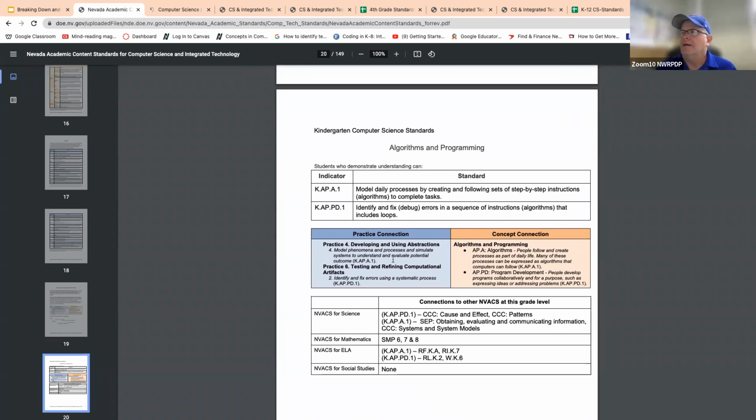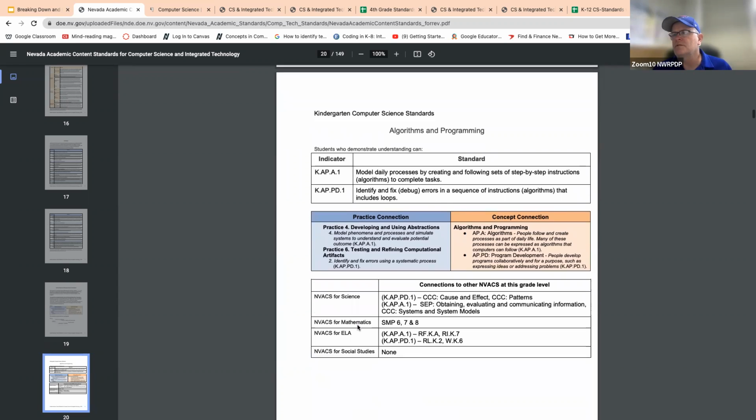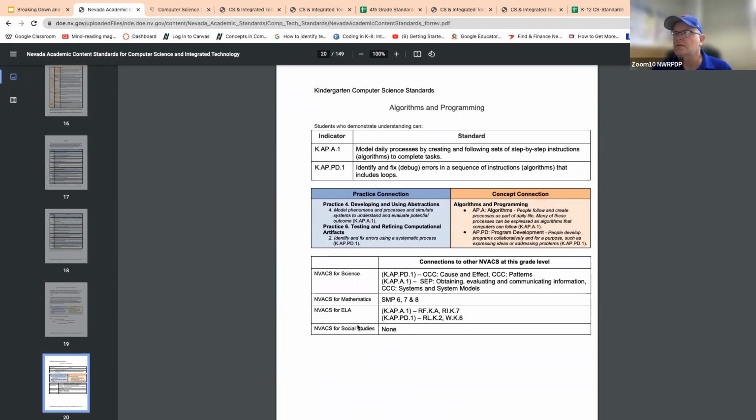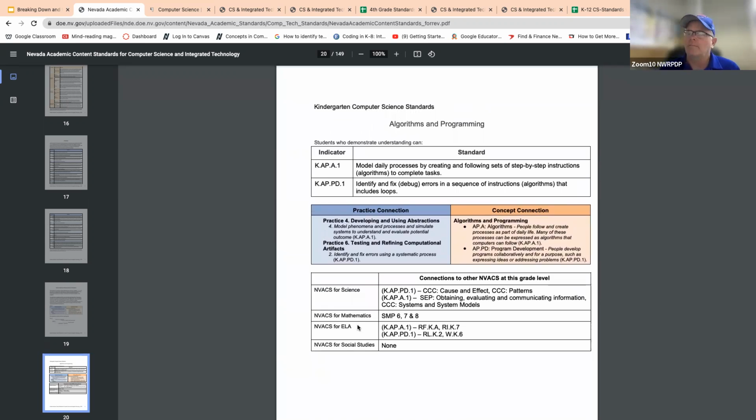Well, in this document, here's what's really cool, is we had a bunch of people from science, math, ELA, and social studies go through these standards and look at them. And we said, okay, where can you integrate these standards into another content area?